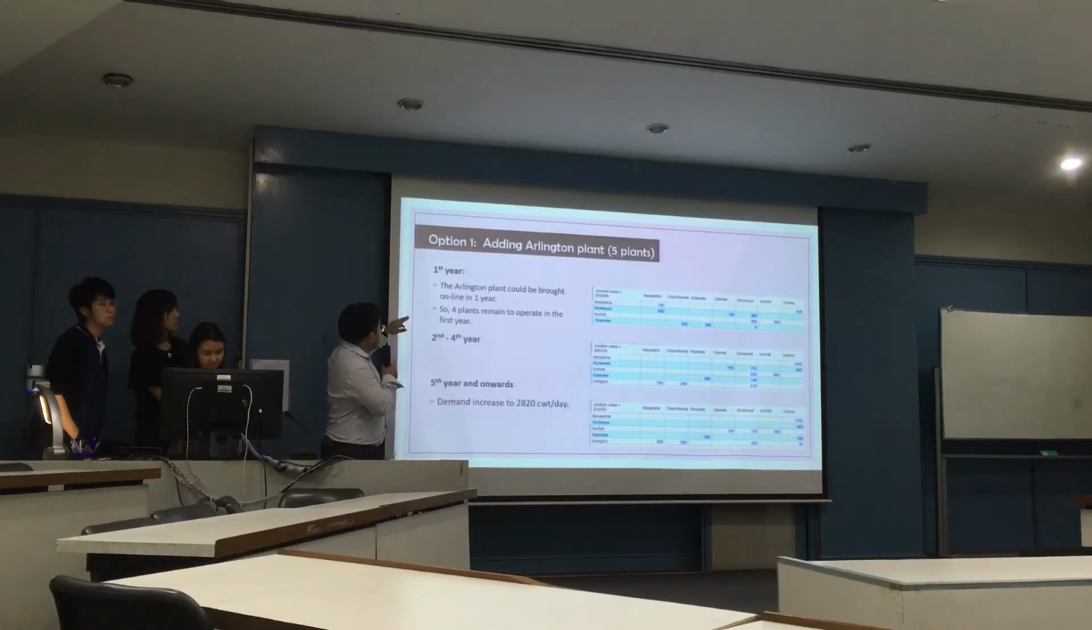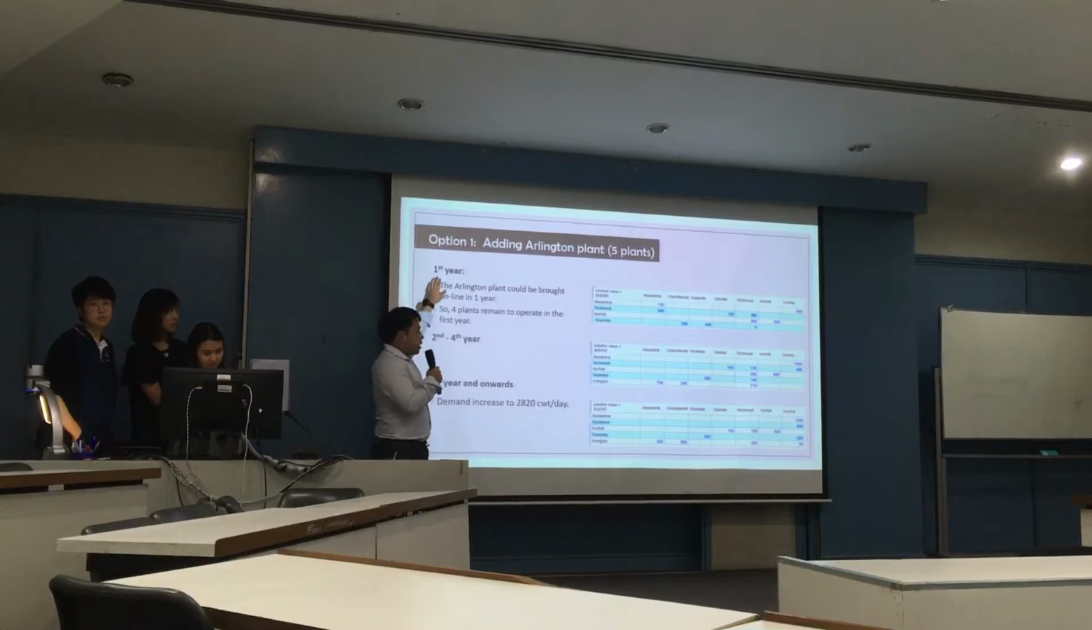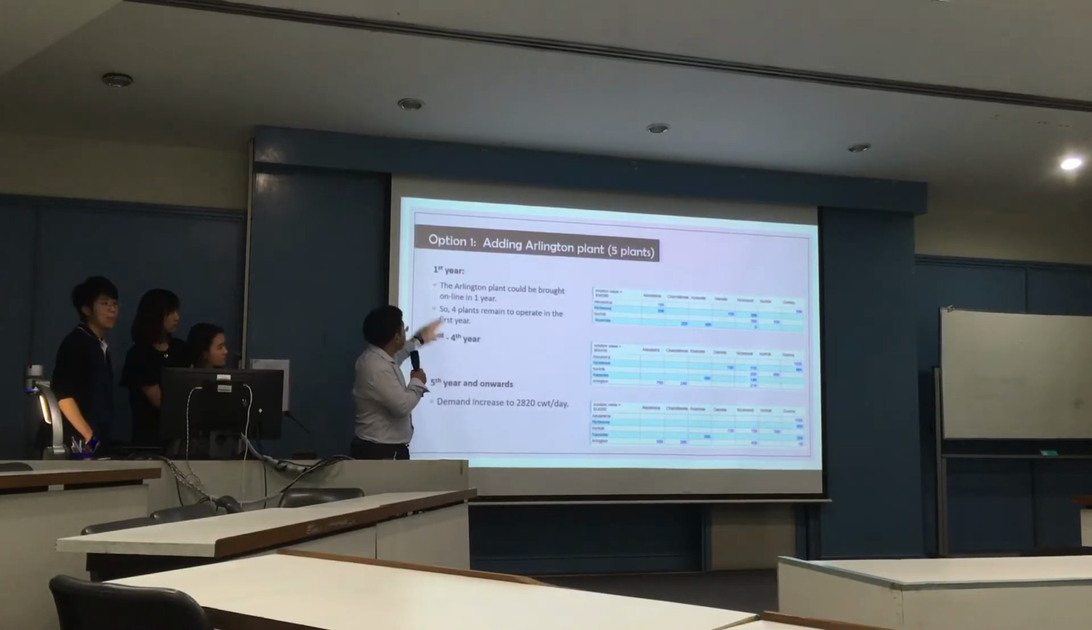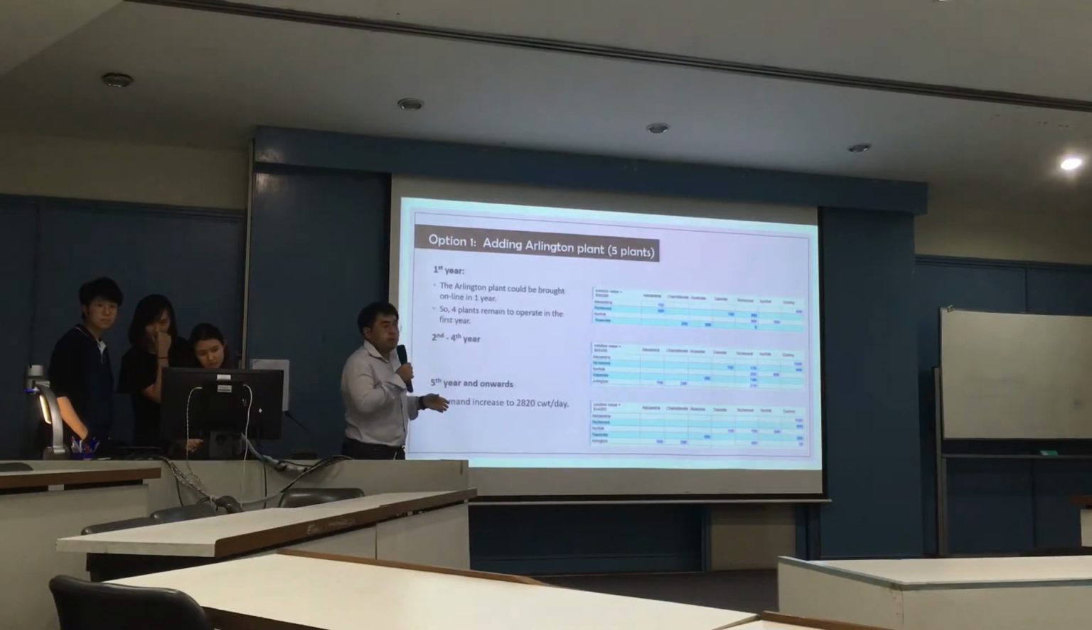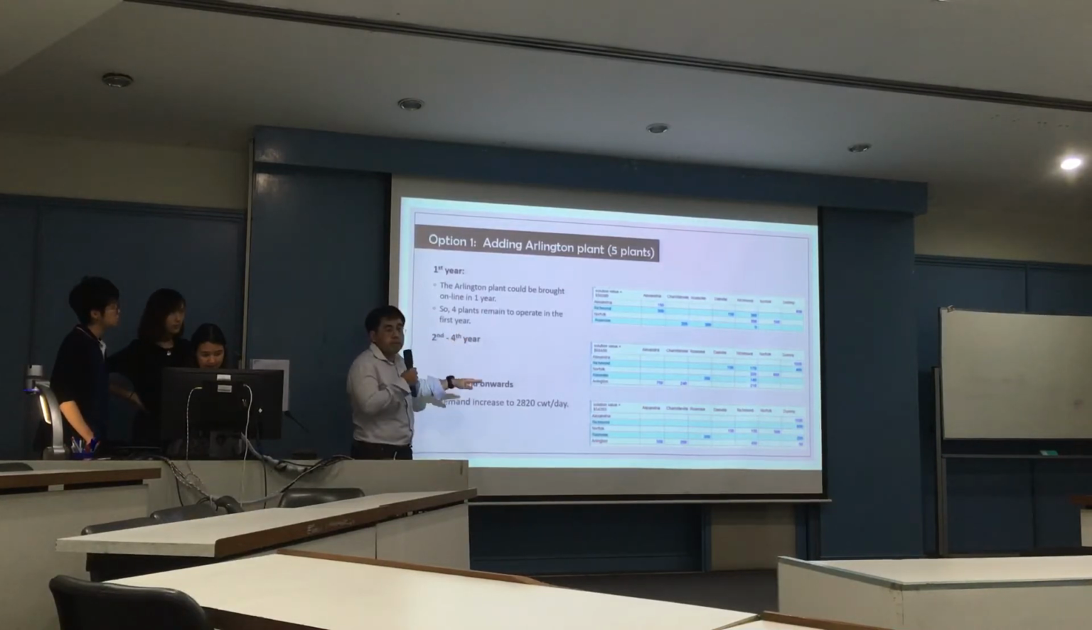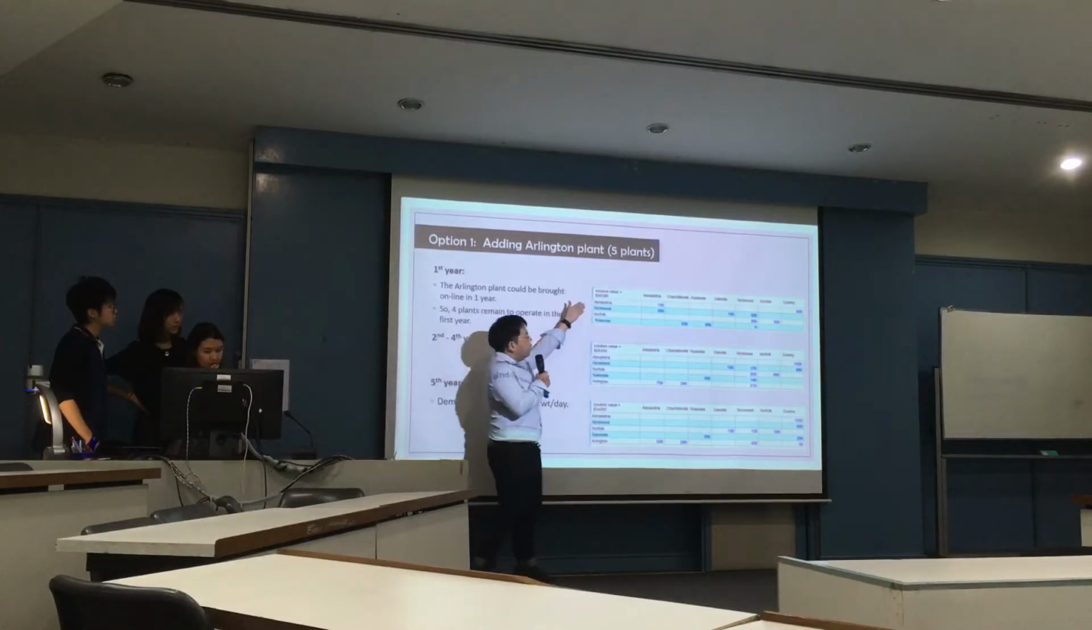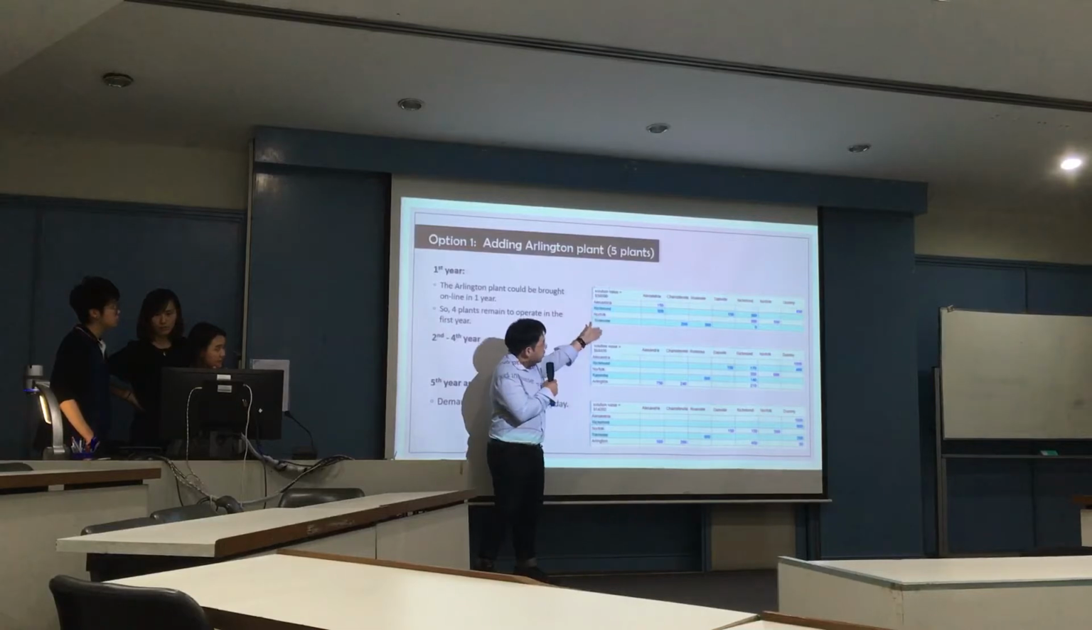So this is year 0, and this will be year 1 to year 4. For year 0, for option 1, we will add the Arlington plant into plants. If we want to build the Arlington plant, it will need 1 year for construction time. So in year 0, we will start to construct Arlington, and it will have only 4 plants that remain in progress in the first year. And that will be the total cost for 4 plants first.